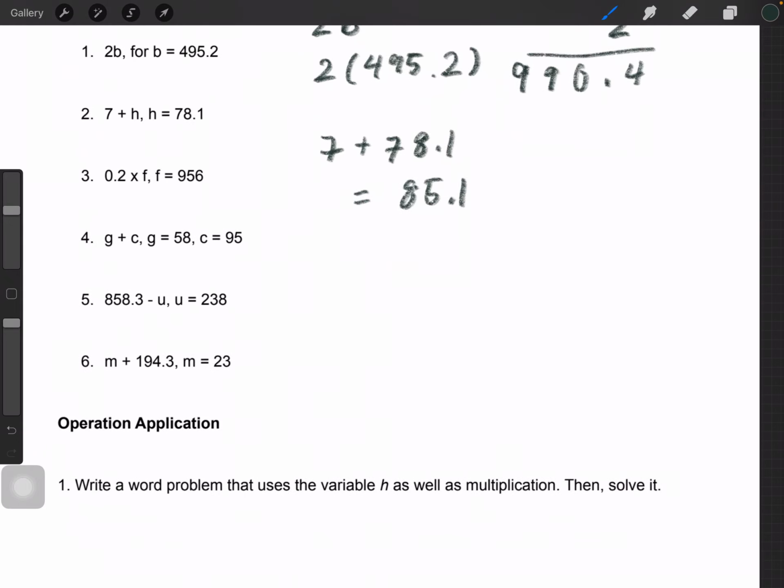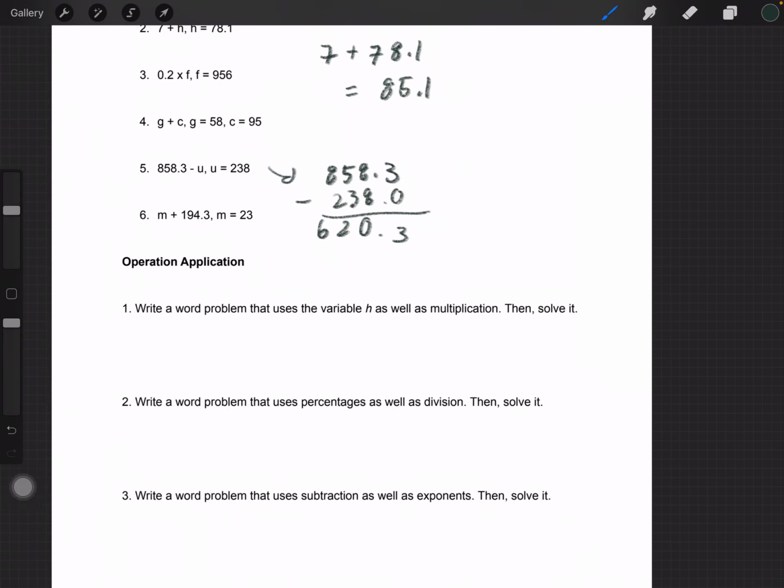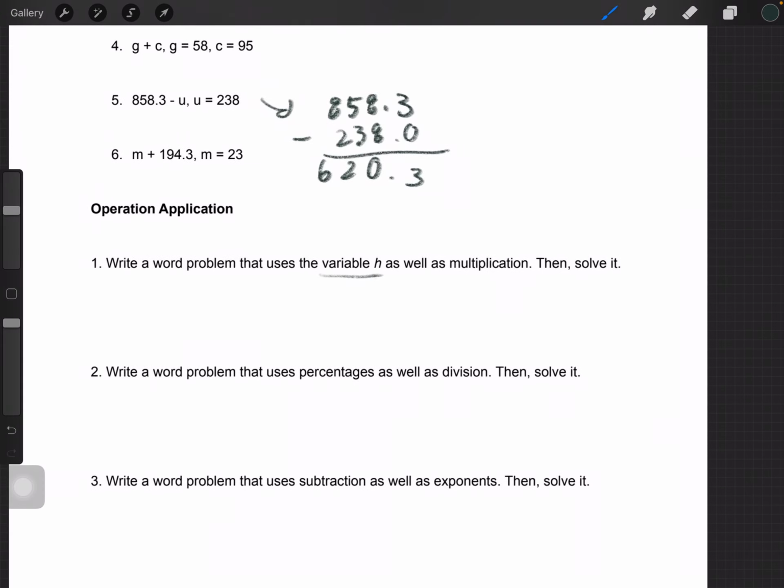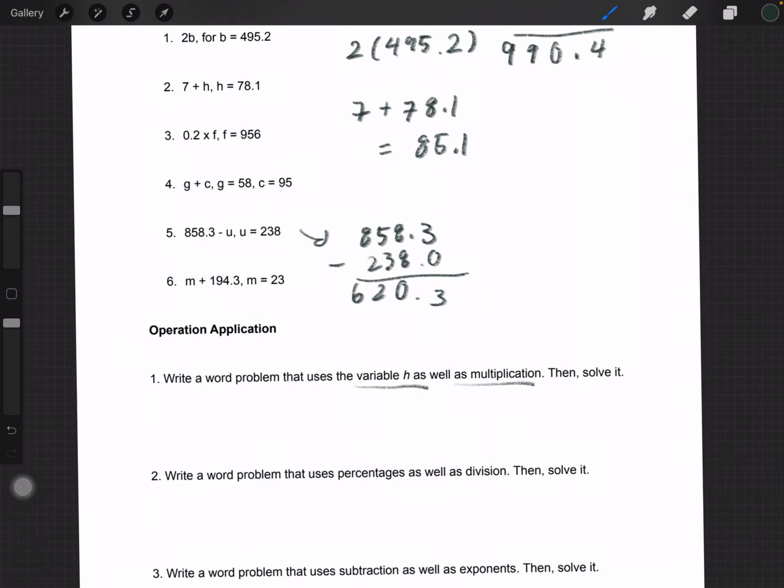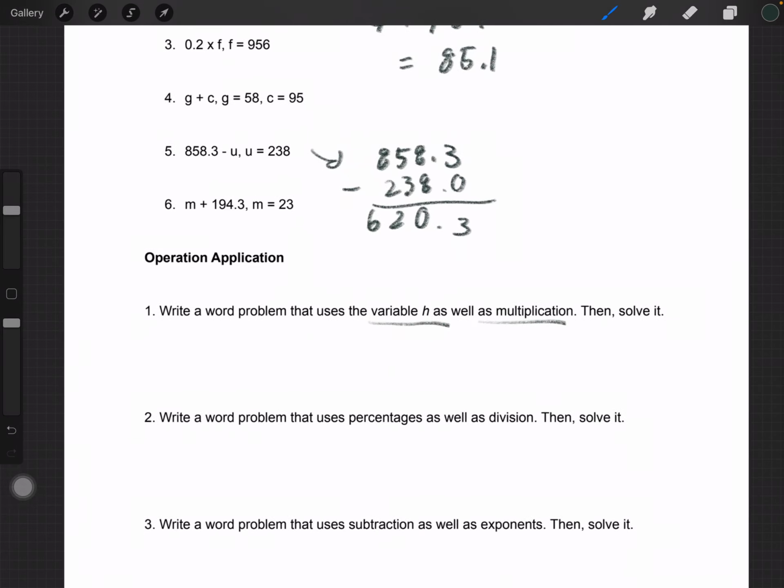This last one down here, a subtraction one, 858.3 minus u, which is 238.03026, 620.3. So the second half of this page is operation application, where you just have to write a word problem that uses whatever it gives you. So I'm just going to do one of them.